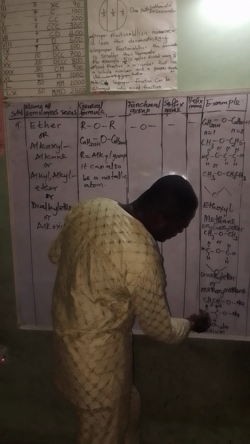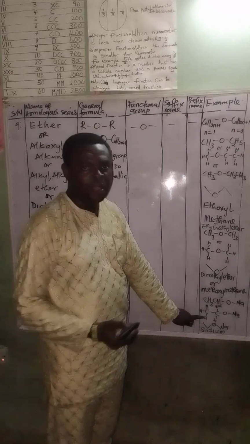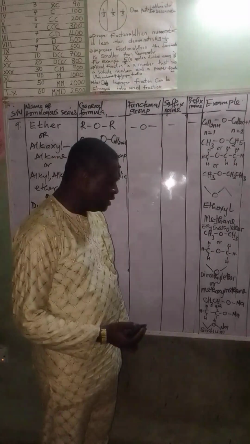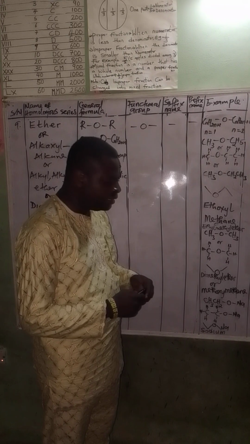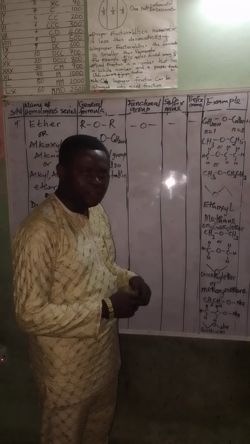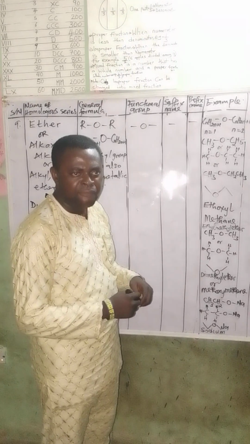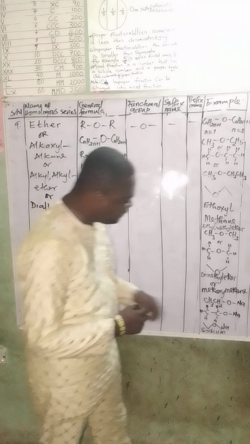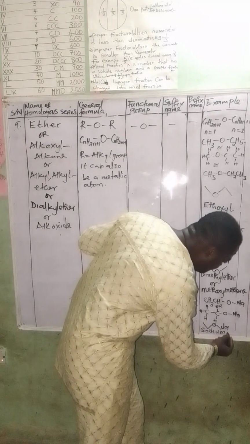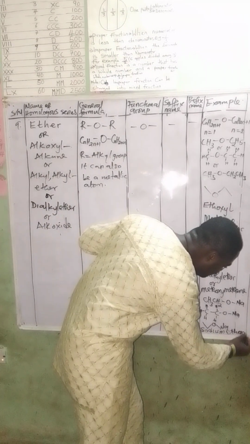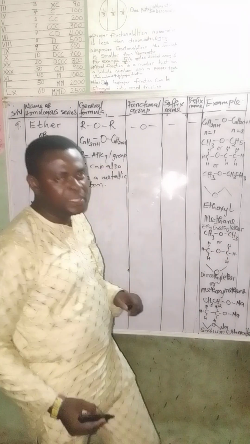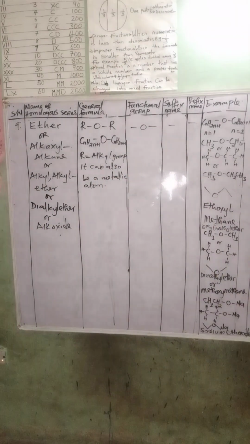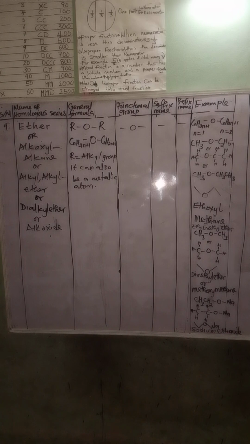Sodium what? How many carbon is here? If it is one carbon atom that is here, it becomes methoxide. If it is 2 carbon, ethoxide. 3 carbon, propoxide. 4 carbon, butoxide. 5 carbon, pentoxide. 6 carbon, hexoxide. But what we have here is what? Ethoxide. Now it becomes sodium ethoxide. Sodium ethoxide. That's what you have there.